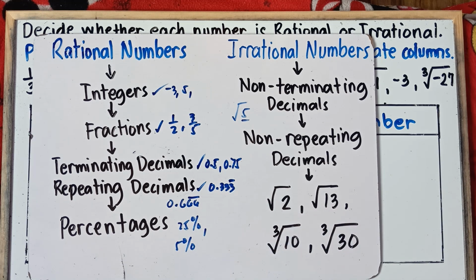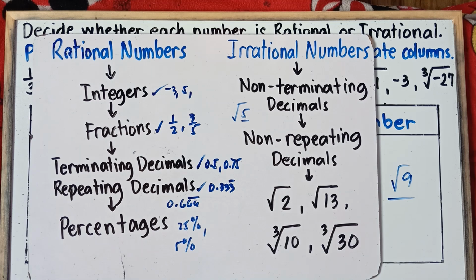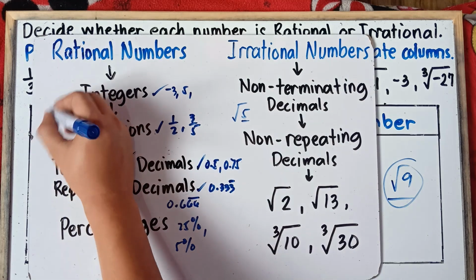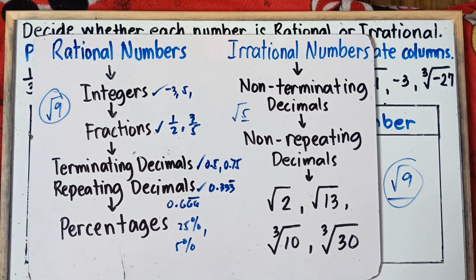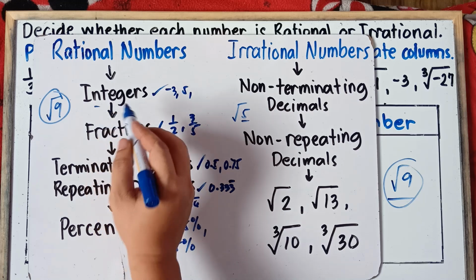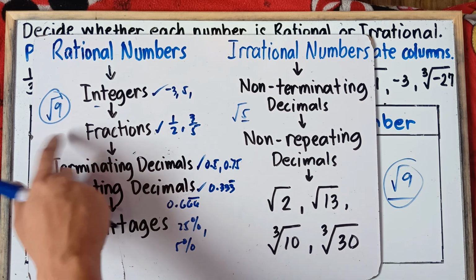Another example, class: square root of 9. Is square root of 9 an irrational number or a rational number? That's correct. Square root of 9 should be a rational number. Why is that, sir? Because 9 is a perfect square and the square root of 9 is 3. And 3 is an integer, right? Positive or negative whole numbers, we call integers. So therefore, square root of 9 is a rational number.